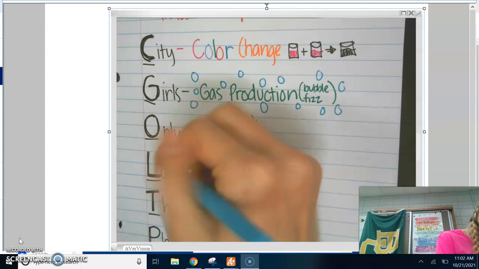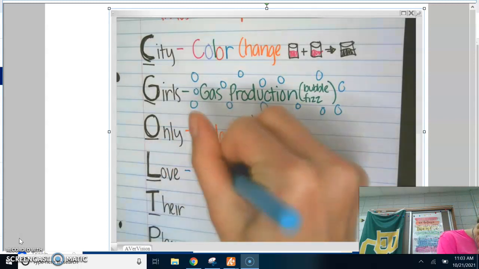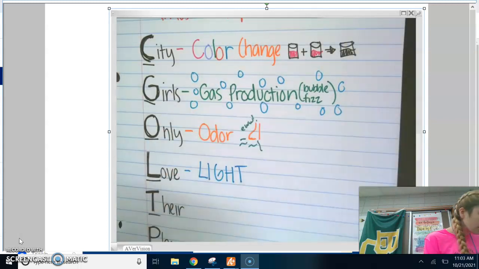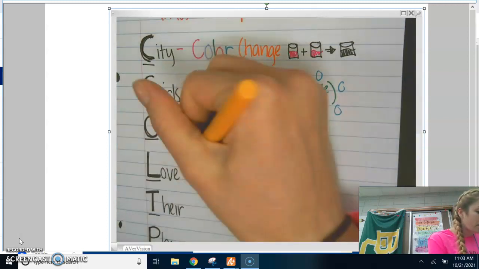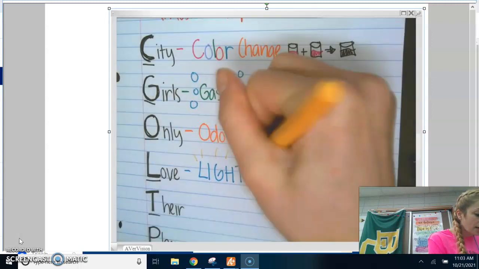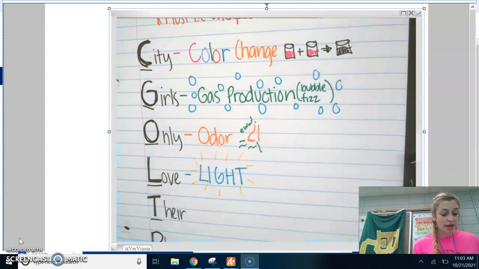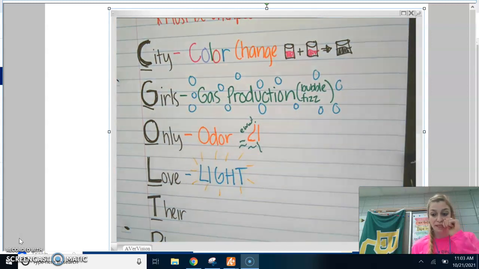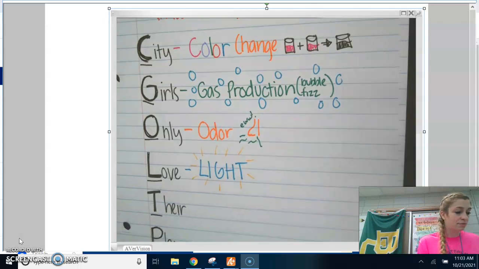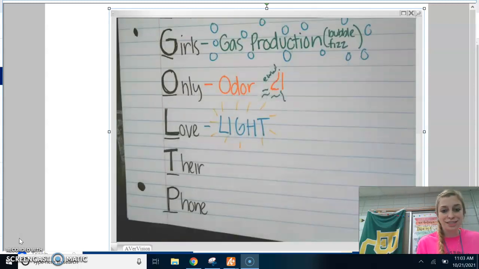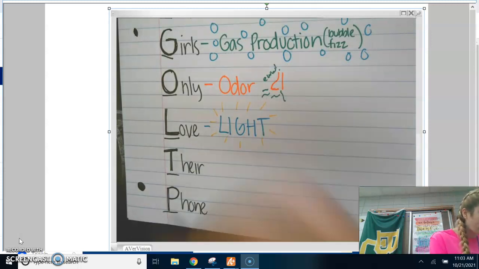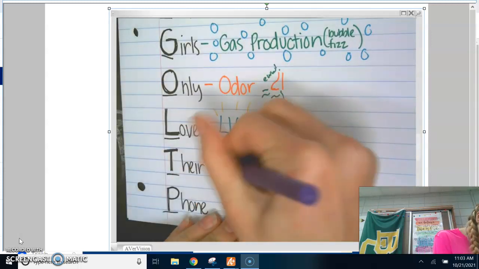L stands for light. So if you mix two things or if you add heat to something and it gives off a bright light, that's evidence of a chemical reaction. We're going to have a few different examples for you of light because that's not one we expect. That's not the most common evidence. T. Ooh, this is an important one that gets messed up a lot. T stands for a temperature change.